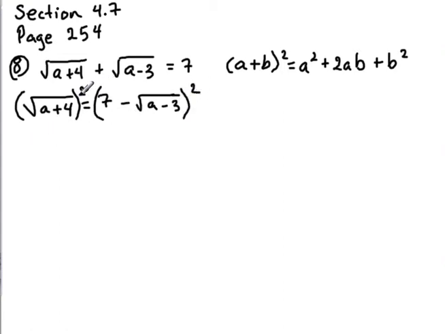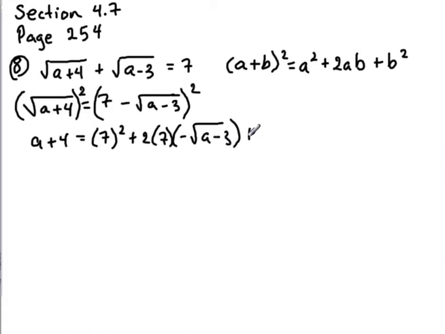On the left hand side, the square and the square root are going to cancel each other out, which is going to leave us with a plus 4. On the right side, we're going to use the shortcut, so it's going to be 7 squared, that's my first term, plus 2 times the first term, 7, times the second term, negative radical a minus 3, plus the last term squared, negative radical a minus 3 squared.